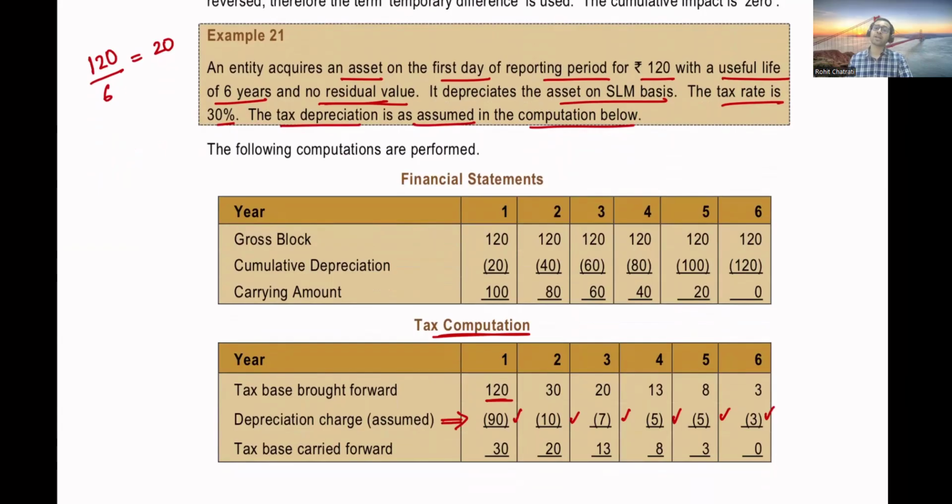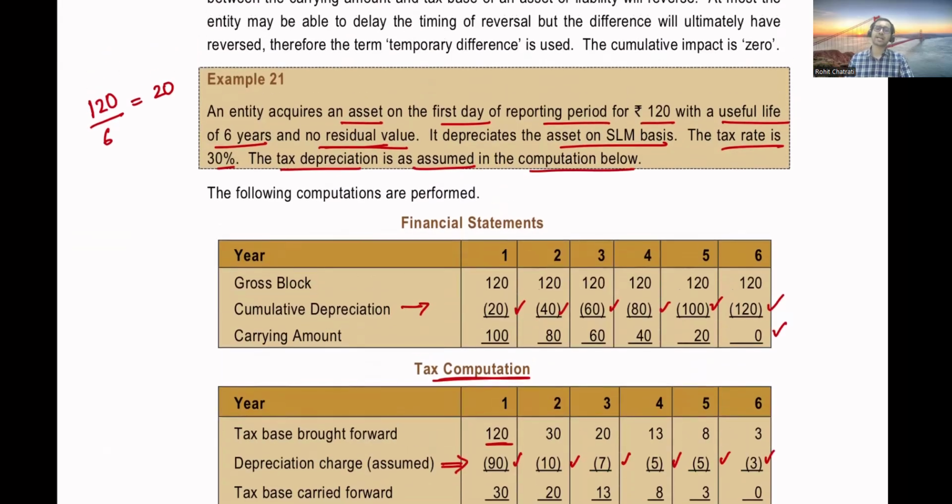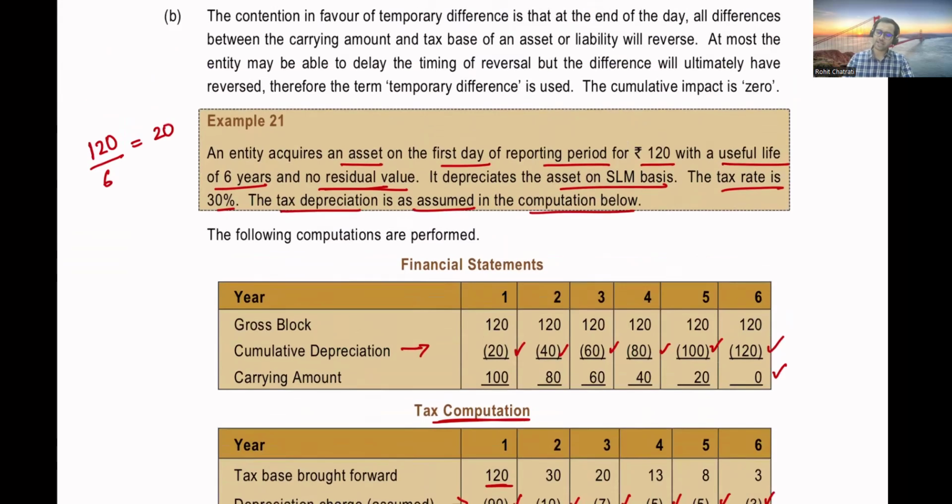So we are having a 90 rupees depreciation in the first year followed by 10, 7, 5, 5 and 3. Whereas in accounting, if you notice, the cumulative depreciation is increasing each year. You have 20 and it's increasing by 20 every year in such a way that it goes down to 0 at the end of year 6. Now let us calculate DTA and DTL in this particular example.